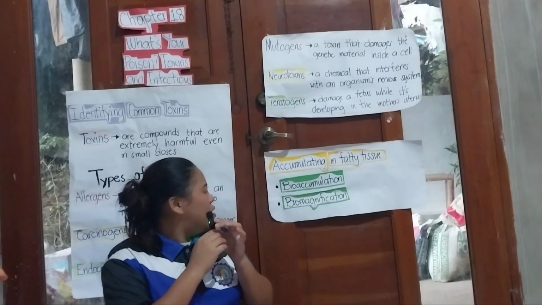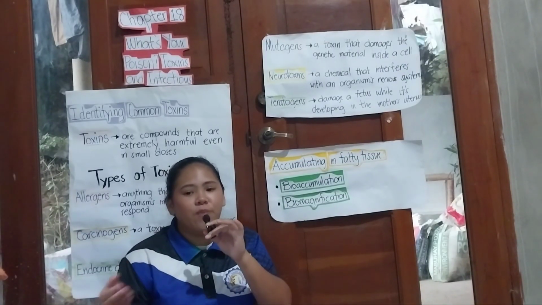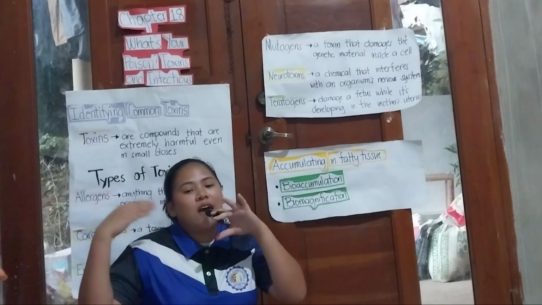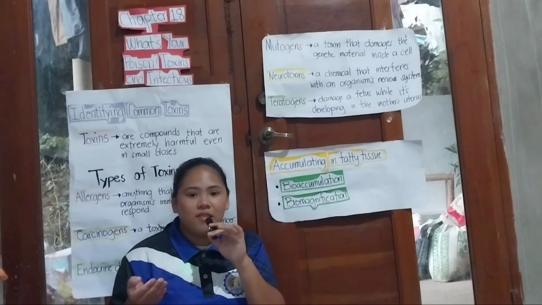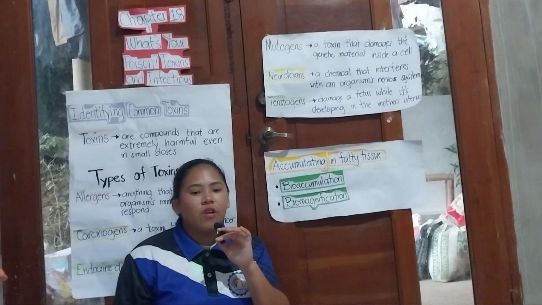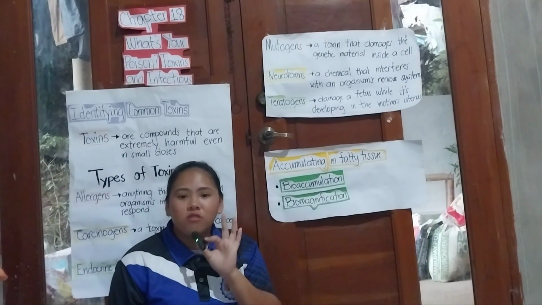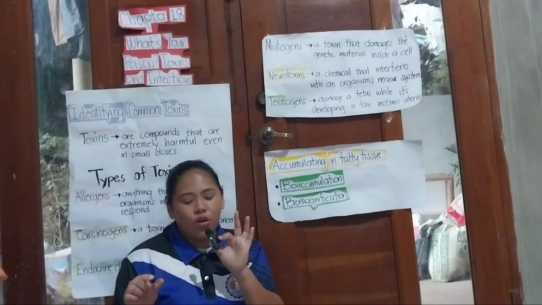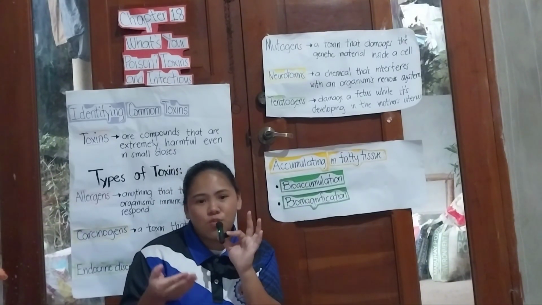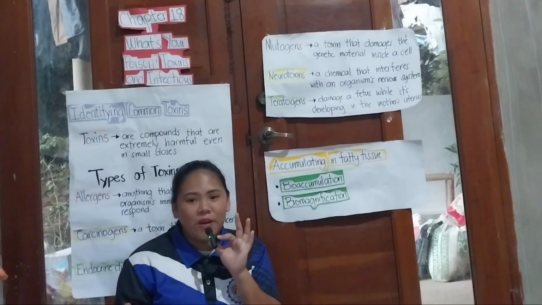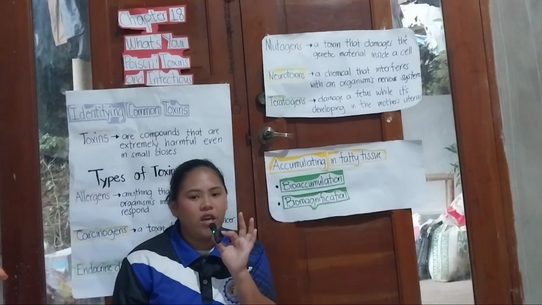So, we have also here the biomagnification. Biomagnification is another important concept. This happens when toxins become more concentrated as they move up the food chain. For example, small organisms absorb toxins from water. Fish eat those organisms and bigger fish eat smaller fish. By the time humans eat large fish, the toxin level is very high.